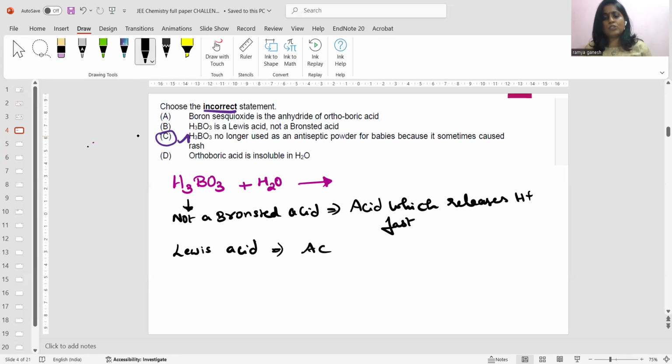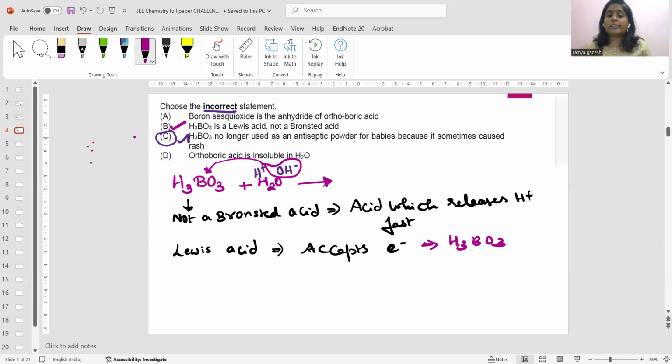Whichever accepts electrons is called a Lewis acid. So let's see what is happening in water. Water is a polar compound which has H plus and OH minus. Boric acid is going to abstract this OH minus. Since OH carries a negative charge, doesn't it have an electron cloud? Yes, of course. So boric acid acts as a Lewis acid, but it is not a Bronsted acid.